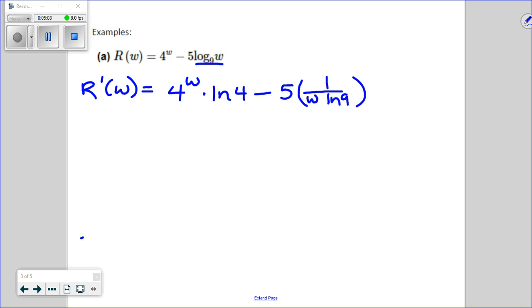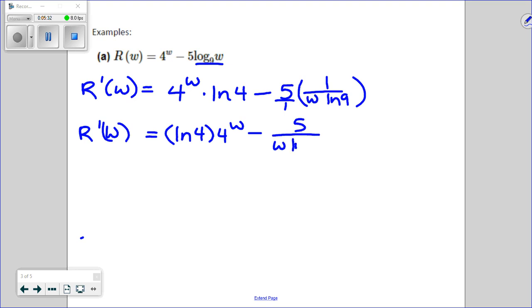And then to simplify this, there's not a whole lot of simplifying. Sometimes we might bring that natural log of 4 in front of the exponential function. You probably might see it both ways. But here we could definitely multiply straight across and get 5 over w times the natural log of 9. Yeah, and that's okay. I would definitely just leave it there because from there we'd have to find a common denominator and things are just going to get more complicated.